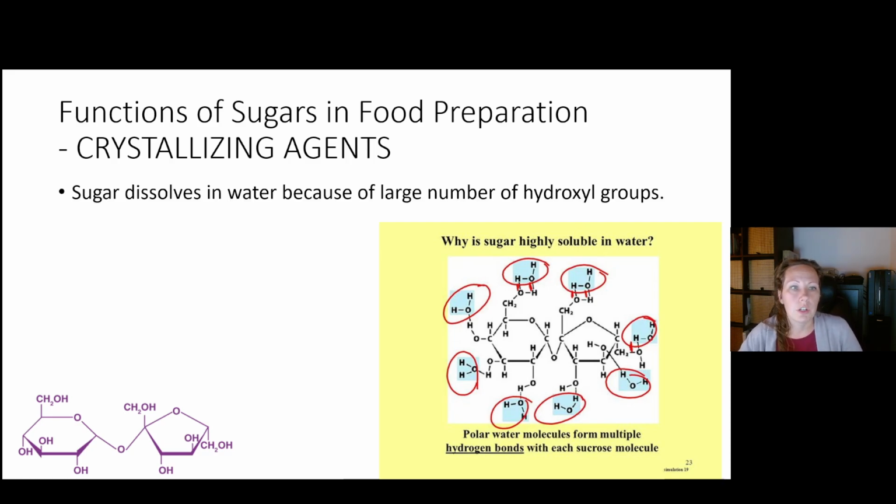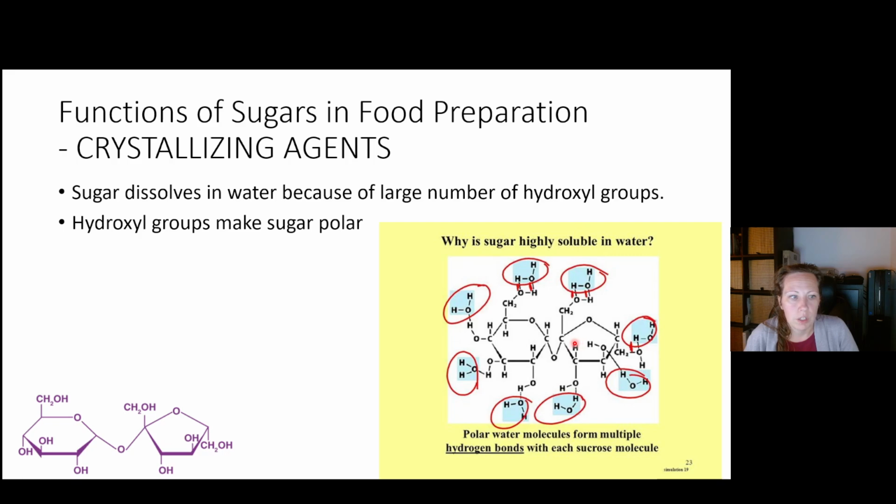So sugar dissolves in water because of the large number of hydroxyl groups. Okay, these are all the polar parts of the sugar molecule. And we've seen these hydroxyl groups last week. Actually, what I'm circling here is not the hydroxyl groups, it's the water. So the hydroxyl groups, OH, OH, OH, OH, right? You see them all over the sugar molecules. And so this right here is a sucrose molecule.